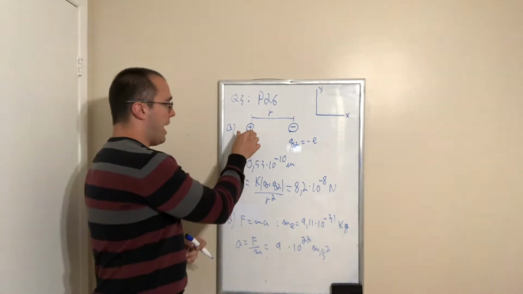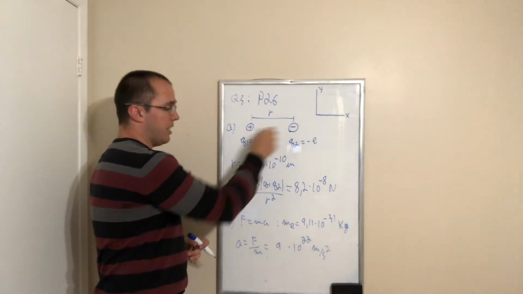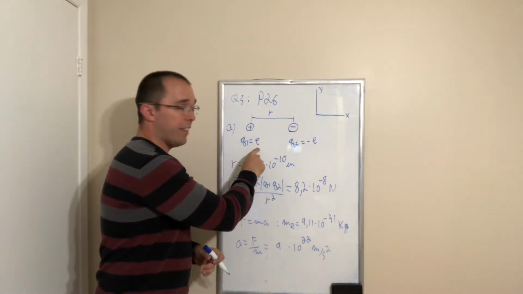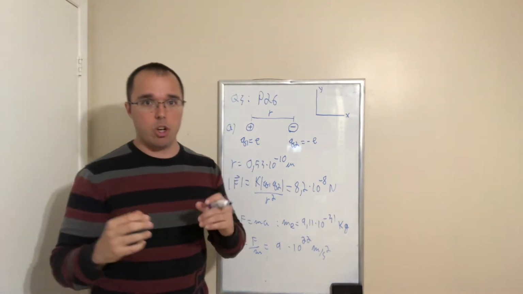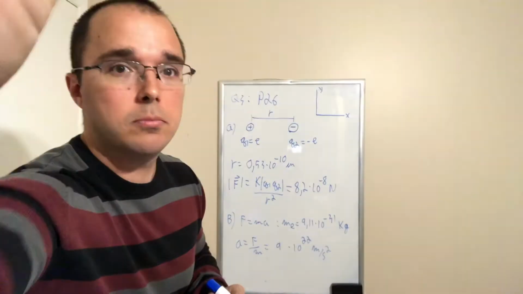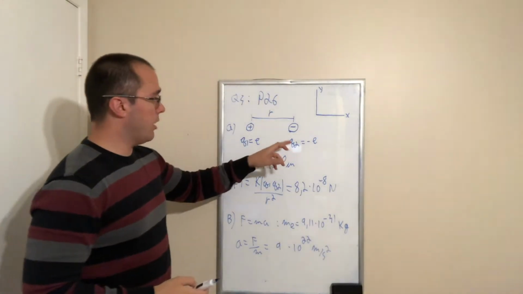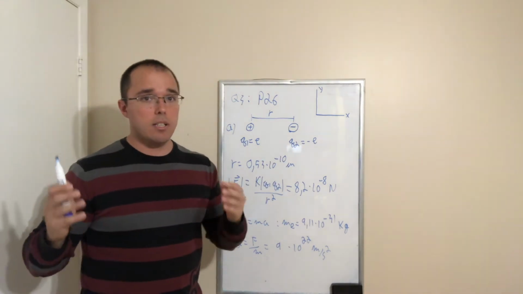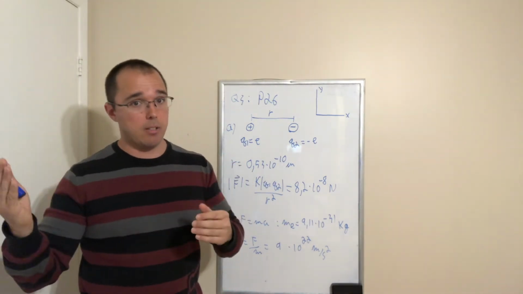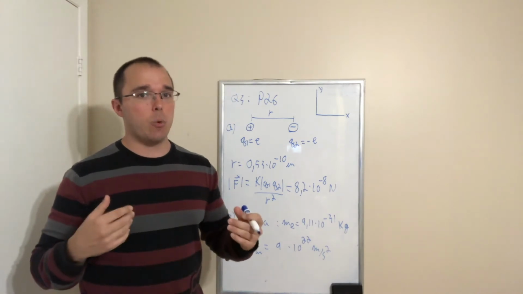So that's why the letter r, or lowercase r, is used. All right, so we have a proton and an electron. The proton has a charge of plus e, because it is positively charged. The electron has a negative charge, minus e. Now, because these two charges are different, one is positive, the other is negative, they will attract each other.